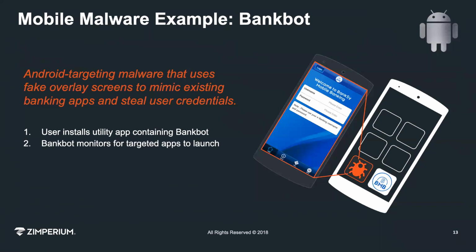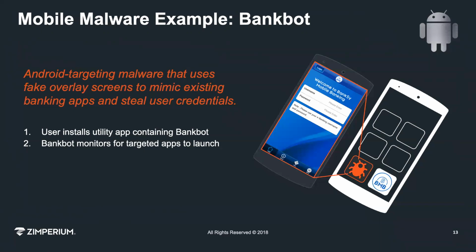Bankbot then monitors. Well, actually, before the monitoring starts, what that utility app will do is go out to the command and control, take the list of apps on that device, send them out, see if there are any that match what they're looking for, and pull that set of overlay screens back.